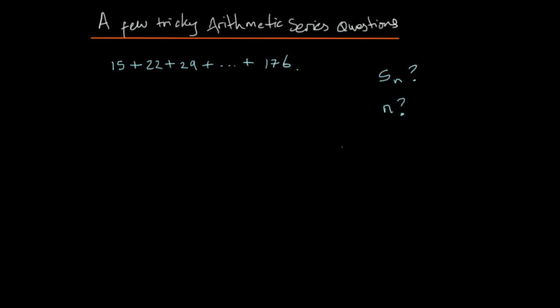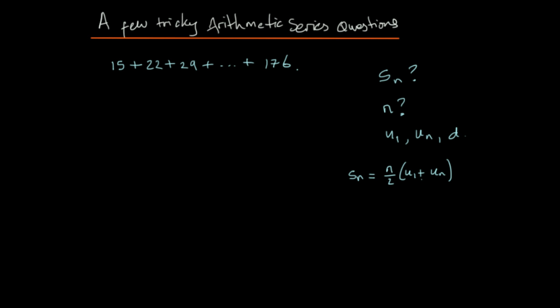But we do have u1, we have un, and we have d, right? But we don't know what n is. So if we put this in the formula for Sn, Sn was n over 2 of first term plus last term. And so this one we cannot use because we don't know what n is. We don't know the full number of terms.